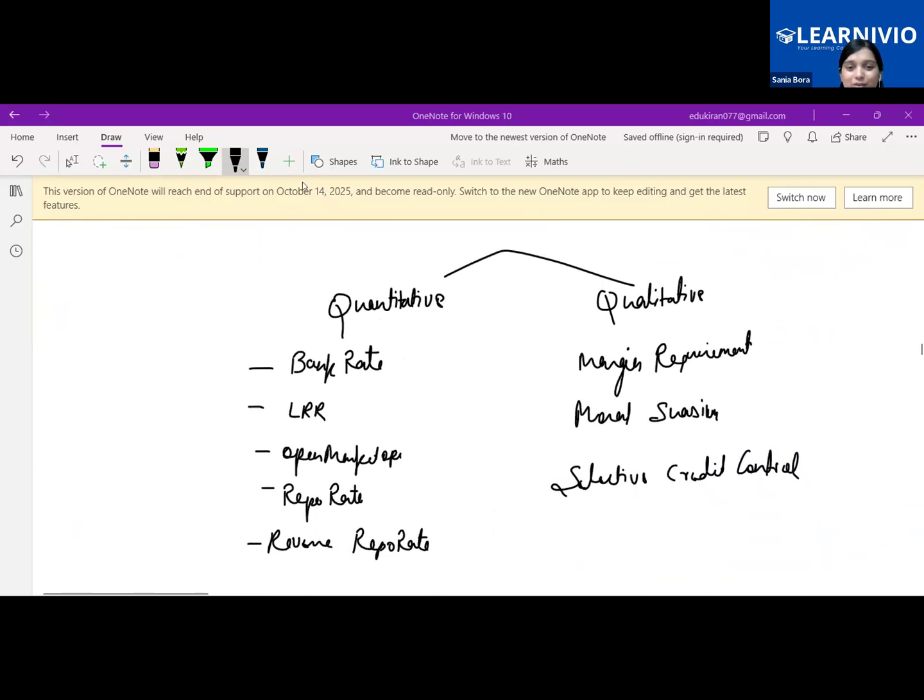Let me know if anything is not clear, right? This is open market operation. And in NRR, just make it like this. CRR and SLR. Okay.